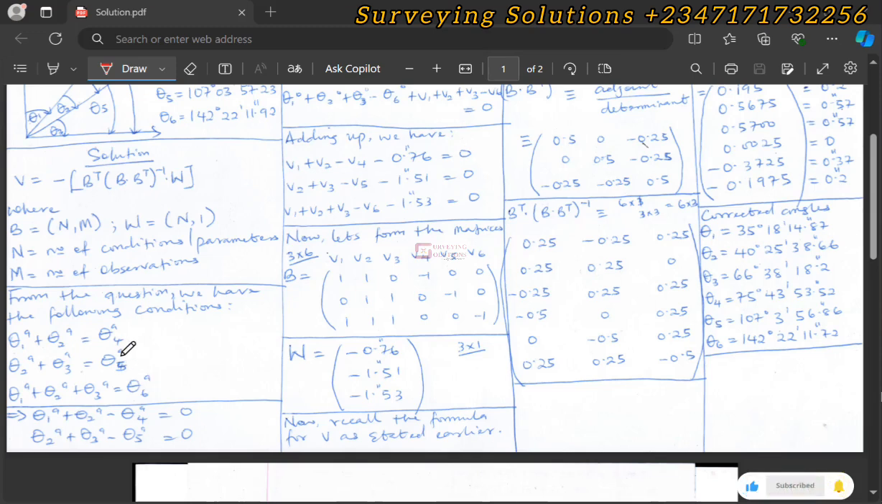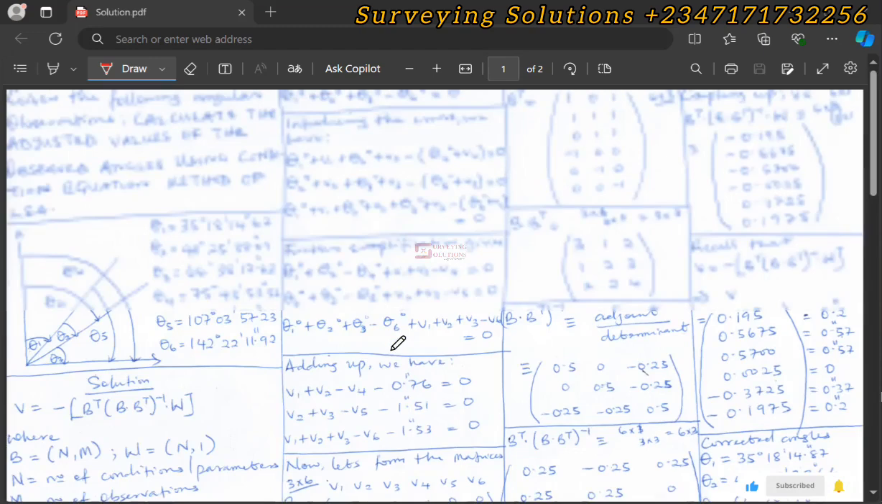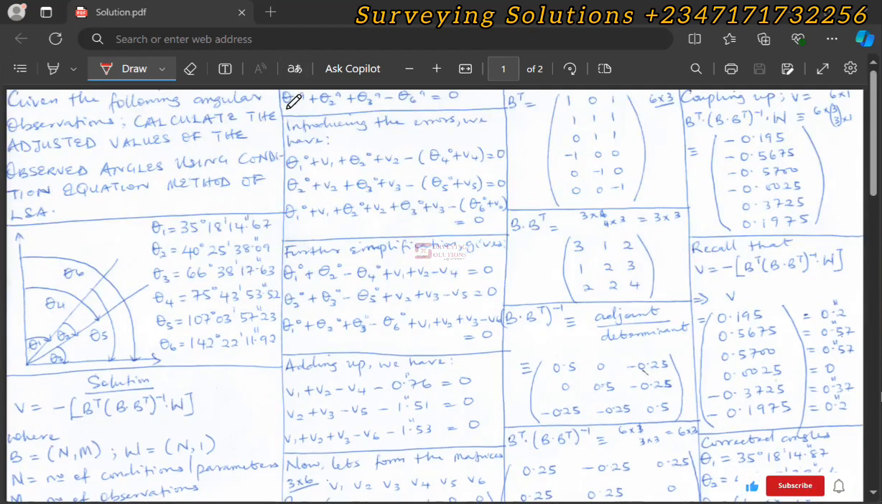So minus 5 is introduced here because the adjusted angle 5 crosses the equality sign and it becomes minus, and then we have 0 here, right? Good. So we have actually run it through to angle 1 adjusted plus angle 2 adjusted plus angle 3 adjusted minus angle 6 adjusted equal to 0, right? Good. Now we are going to introduce the errors, right?